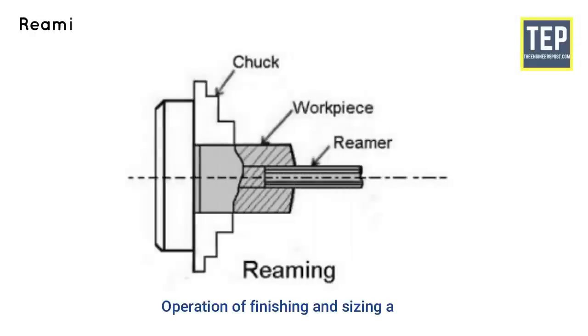Reaming. Reaming is the operation of finishing and sizing a hole which has already been drilled or bored. The tool is called the reamer, which has multiple cutting edges. The reamer is held on the tailstock spindle, either directly or through a drill chuck, and is held stationary while the work is revolved at a very slow speed.